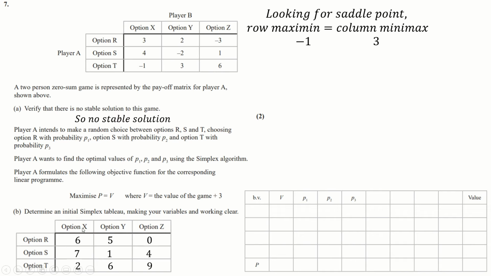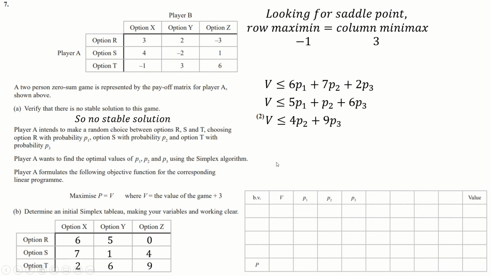If player B chooses X, then our winnings in this game, where we've added 3 in, will be 6 times the probability of playing R, which is P1, plus 7 times P2, plus 2 times P3. And our winnings will be less than or equal to that, because of course our winnings might be more for a different option. So whichever one we end up choosing, it will be less than or equal to that, because the options might not be the best option to choose, essentially. Anyway, the next one is the same, so just read down these numbers, use them as your coefficients in case player B chooses Y, and then likewise the next one as well.